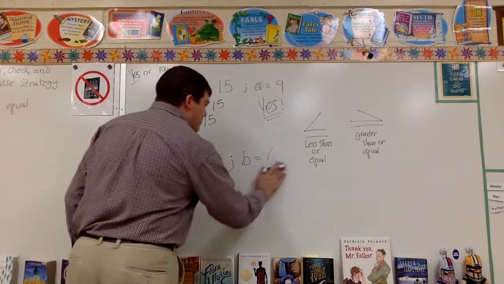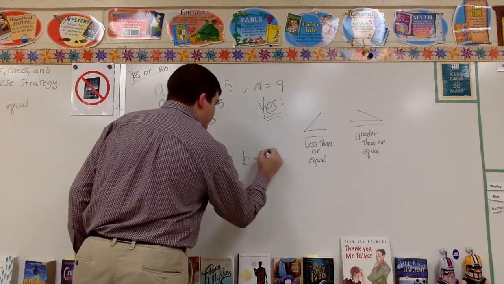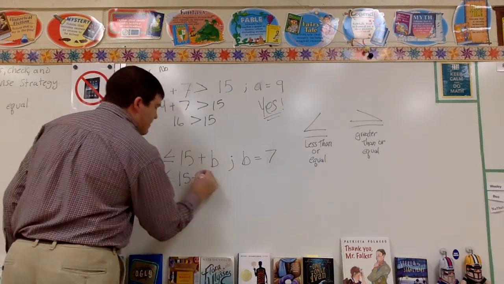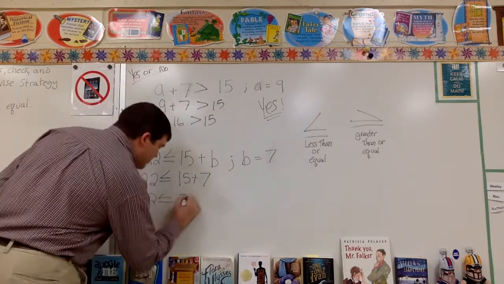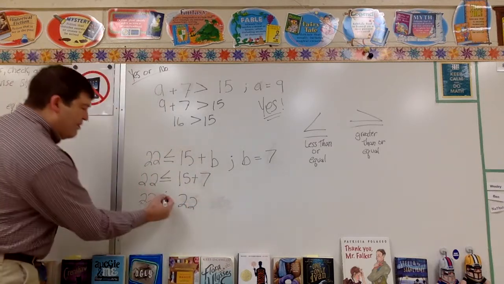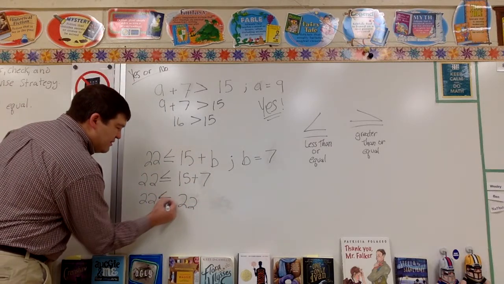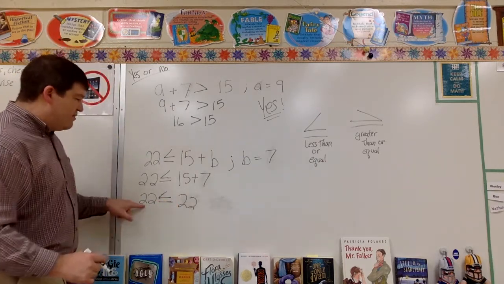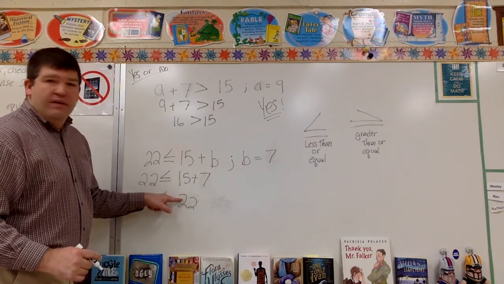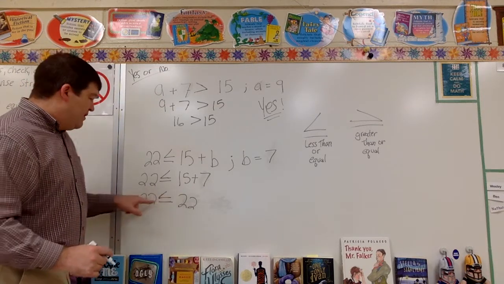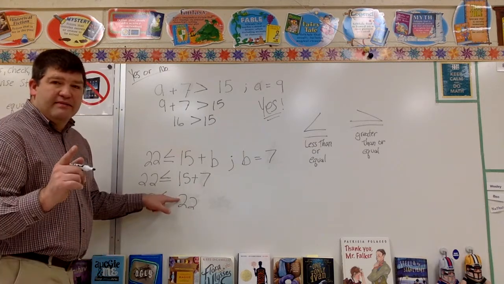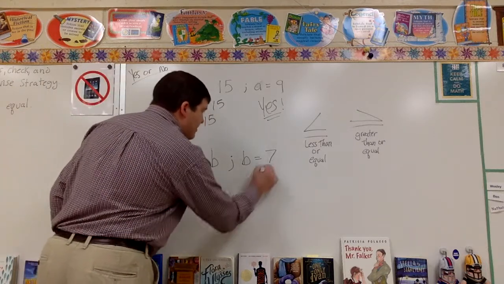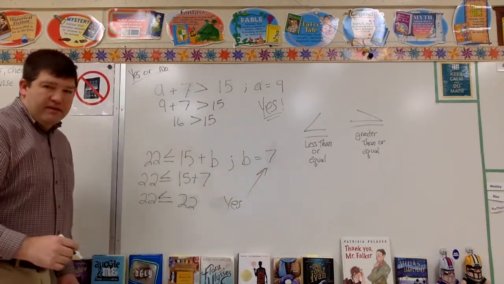But let's make one that does work. How about we put 7 in there? So instead of 6, we have 7. 15 plus 7 is 22. Now, we ask ourselves 2 questions. If one of the questions is yes, then it means it works. Is 22 less than 22? No, not less than. Is 22 equal to 22? Yes. So I got a no on the less than, and I got a yes on the equal. So 7 would work.